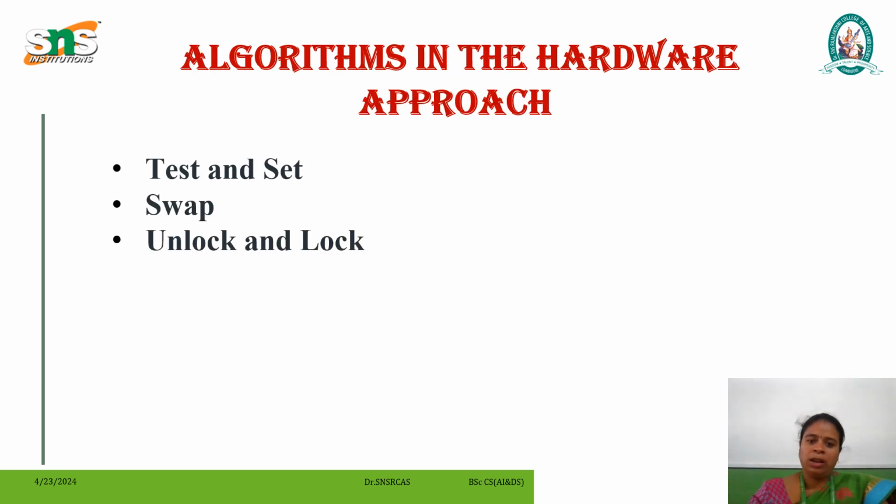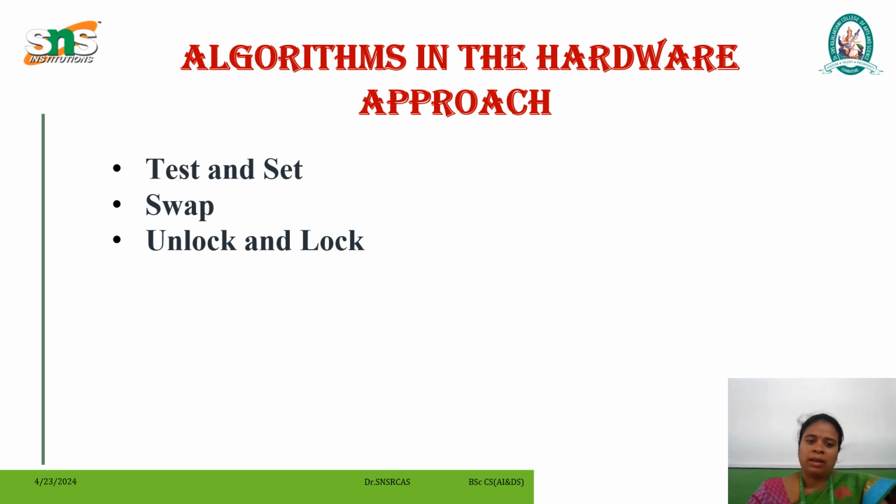Next one, algorithms in the hardware approaches. There are three algorithms in the hardware approaches of solving the process synchronization problem. First one, test and set, swap, and then unlock and lock. Hardware instructions in many operating systems help in effective solution of the critical section problem.